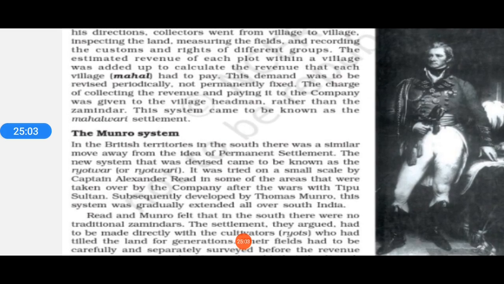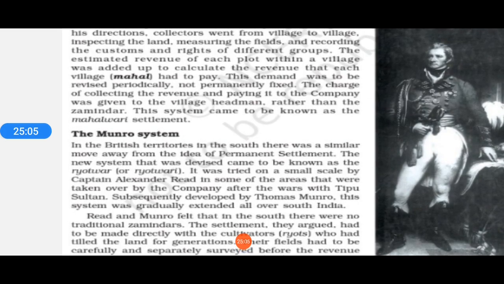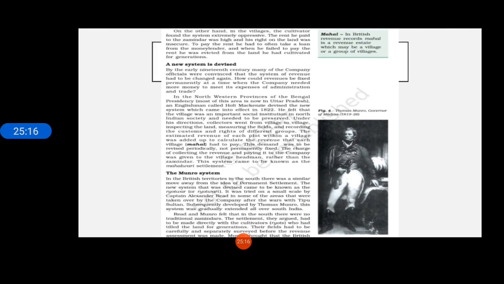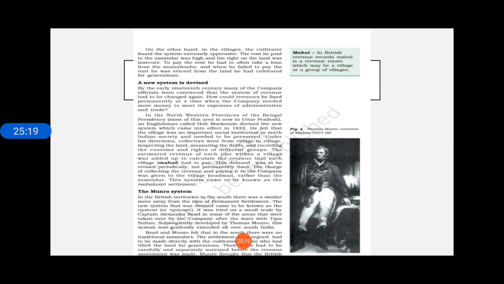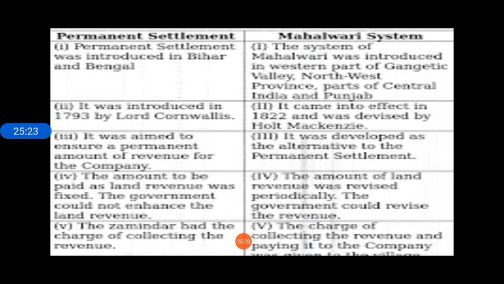This system removed the concept of village headman. And now who is going to play the main role? Ryots, that is villagers. Basically these ryots were in charge and they were paying the revenue directly to the Britishers. So we can see, students, that the Britishers acted as a parental figure, the guardian or caretaker of the villagers.